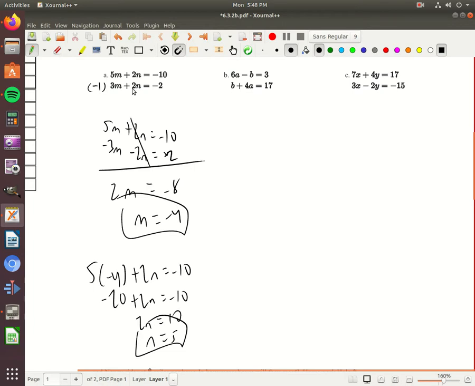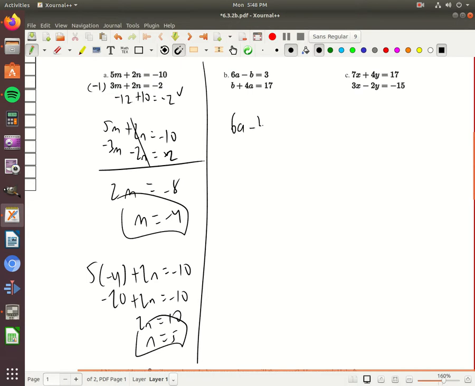And then finally, if I substitute it into here, 3 times -4 is -12. 2 times 5 is 10. And that should equal -2, and it does. So I think elimination was the way to go for the first one. Second one, I guess these are all set up for elimination. I guess I was tricking myself. But long story short, the A's and B's don't line up.